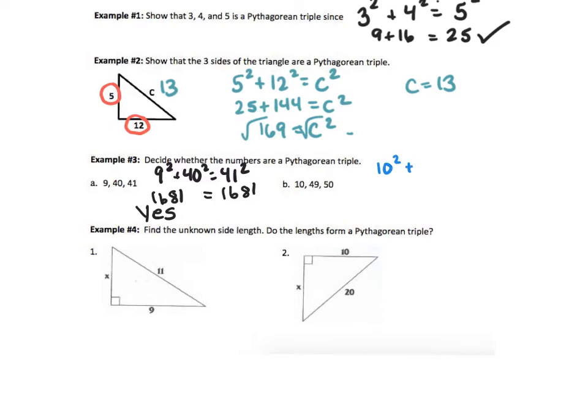So for B, we'll see, is 10 squared plus 49 squared equal to the biggest number, because the hypotenuse has to be the biggest number. So 49 squared is 2401 plus 10 squared is going to give me 2501. But if I do 50 squared, I get 2500. Those are not equal, so this is not a Pythagorean triple. So there are more numbers that are not Pythagorean triples than actually end up being Pythagorean triples.